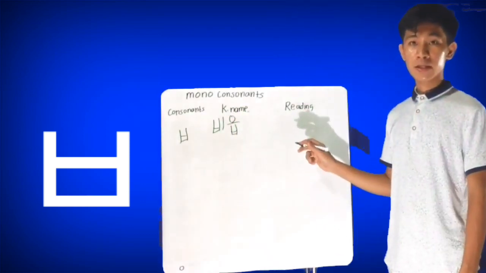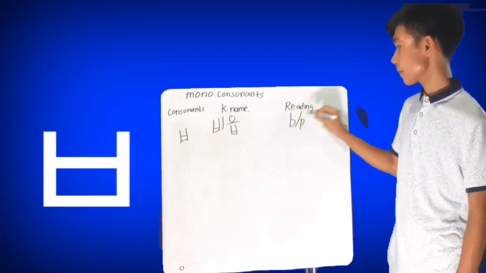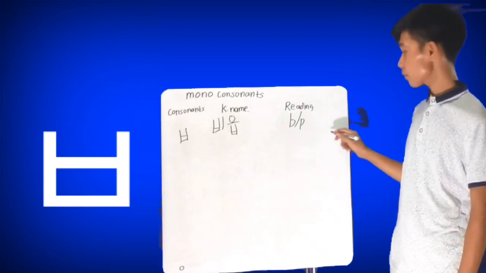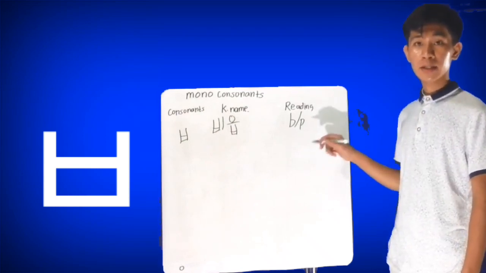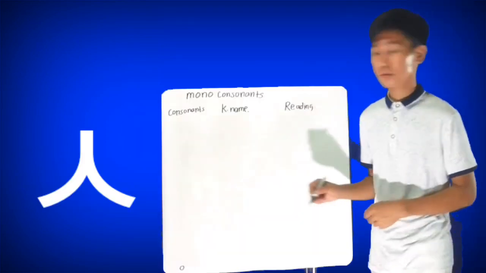In English, it is letter B or P. Sounds between B and P. For example, park. Letter P but make it relaxed. Park. And next, we have siot.